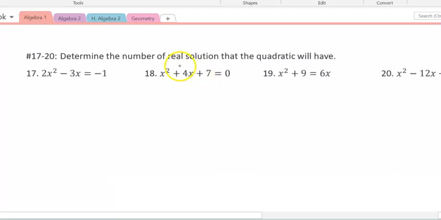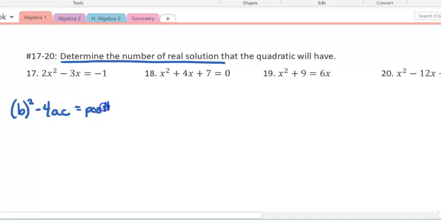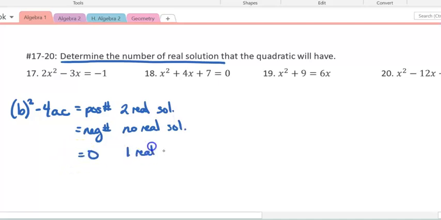Okay, this section says determine the number of solutions that the quadratic will have. So whenever you want to determine how many solutions, you're going to use the discriminant, which is that b squared minus 4ac. And remember, if it's positive, then it'll have 2 real solutions. If it's a negative, it will have no real solutions because you can't square root a negative. And if it is equal to 0, then you will have 1 real solution.